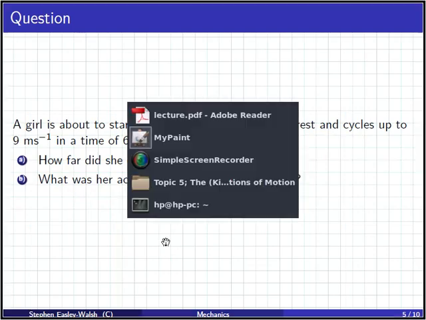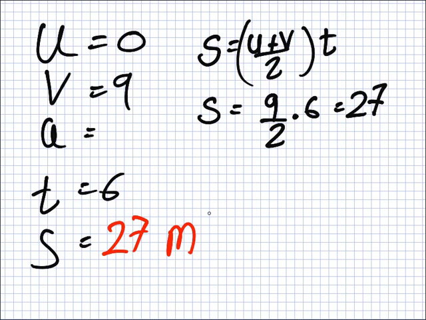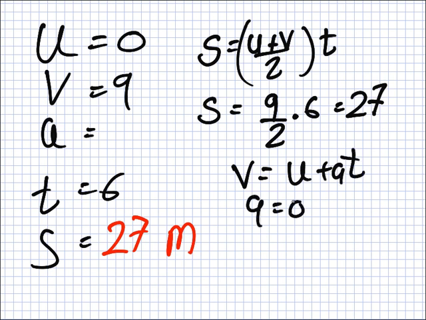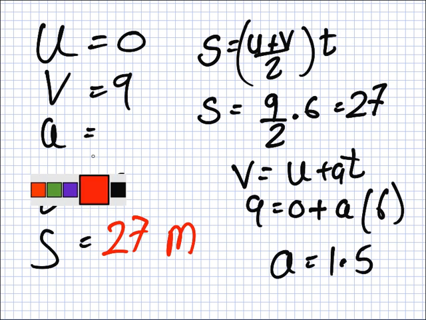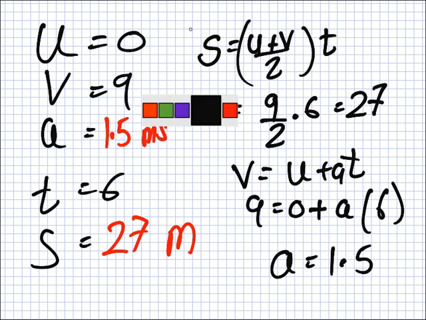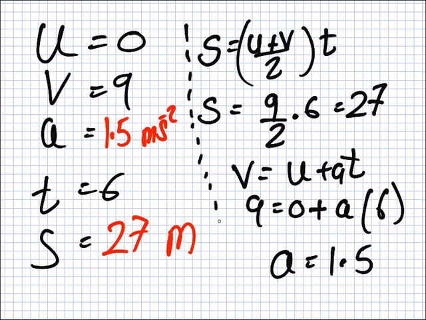What was her acceleration? What formula should I use to get the A? V equals U plus AT. 9 equals 0 plus A times 6, isn't it? So A equals 1.5. Okay? Write that down. That's our first example.